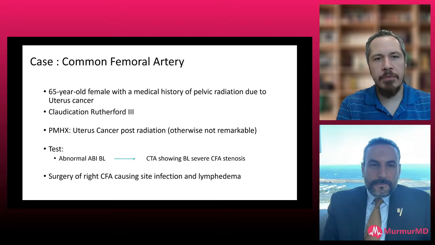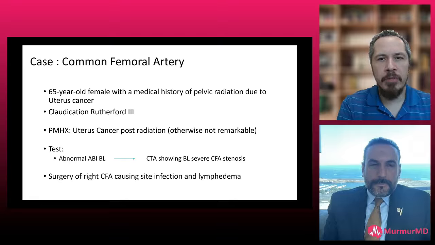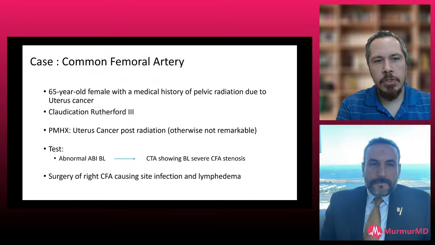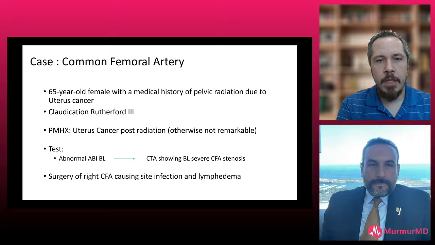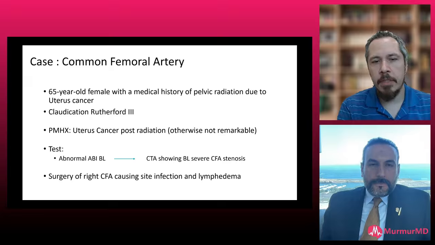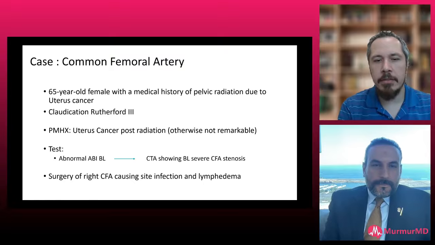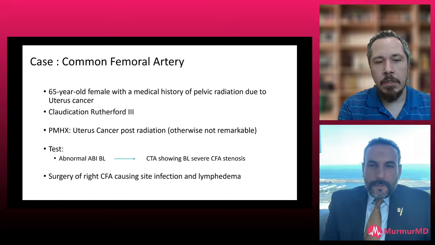This is a 65-year-old female with a history of pelvic radiation for uterine cancer. She came with claudication, Rutherford 3, and she had an abnormal ABI, followed by a CT that showed bilateral severe common femoral artery stenosis. She lived in a different state, and at that time she was offered gold standard therapy, which is right common femoral artery endarterectomy. And unfortunately, as you just mentioned, Nick, she ended up having a site infection and lymphedema. She required IV antibiotics for 6 months, a wound drain, and all other therapy.